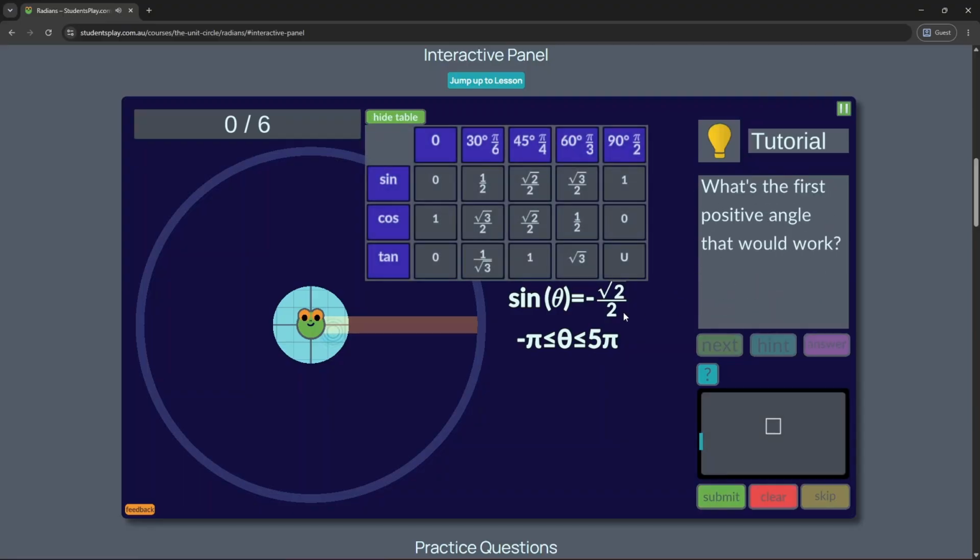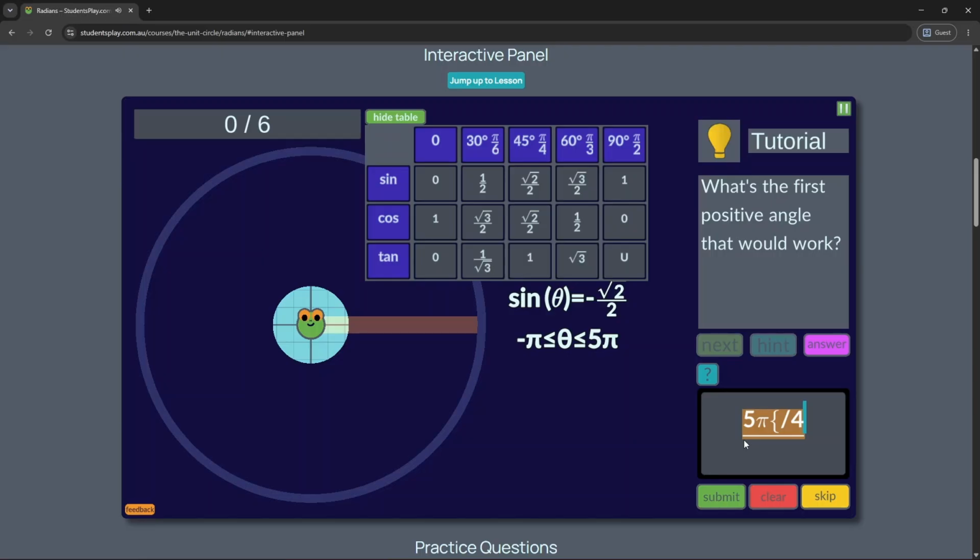What's the first positive angle that would work? Use our brains here. So negative root 2 on 2 means, well, it's sine, so we're using up and down, so it's going to go down to here, and then left or right from there. And we're using positive angles, so we're looking for this one first. For sine to give us root 2 on 2, we have to use pi on 4s. Okay, we have to count in pi on 4s till we get over to here. So 1, 2, 3, 4, and then 5. So 5 pi on 4.